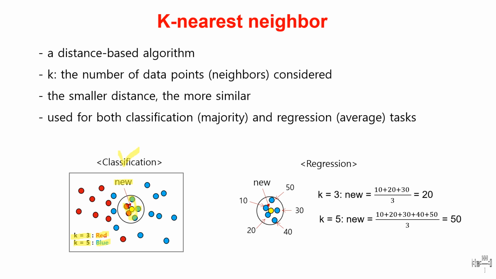KNN can also be used for regression. For example, if K is set to 3, we take the average of the closest 3 values, which are 10, 20, and 30, resulting in a prediction of 20. Similarly, if K is set to 5, the average of the closest 5 values, which is 10, 20, 30, 40, and 50, results in a prediction of 50.